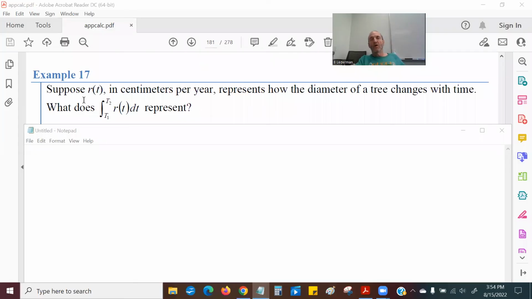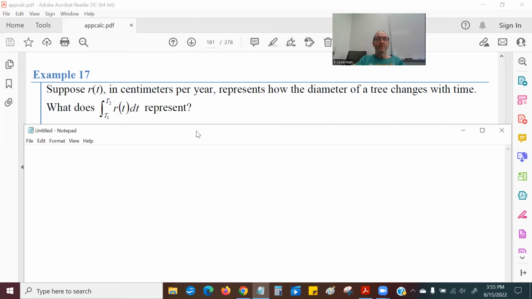Suppose R of T, in centimeters per year, represents how the diameter of a tree changes with time. So what does the integral from T1 to T2 of R of T dt represent? T1 and T2, everyone knows that's Terminator 1 and Terminator 2, if you're Terminator fans. Otherwise, I guess it means time 1 to time 2. So in other words, in that interval between two different times. Anyway, what does this represent?